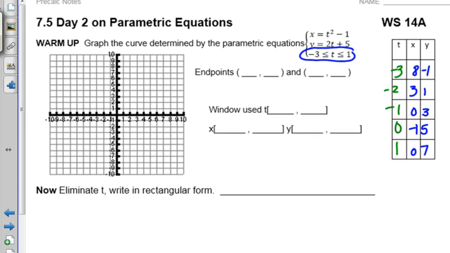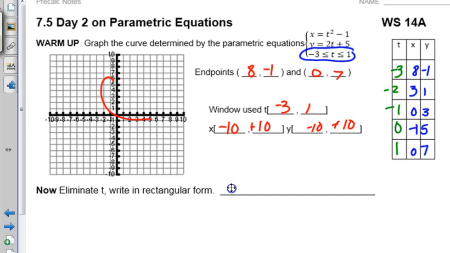All right. So it was here somewhere. I'm not even bothering. And it went -3 to 1 here, 8, -1, 0, 7. We just did -10 to 10. All right. Eliminate the t, though. Can we finish that part?